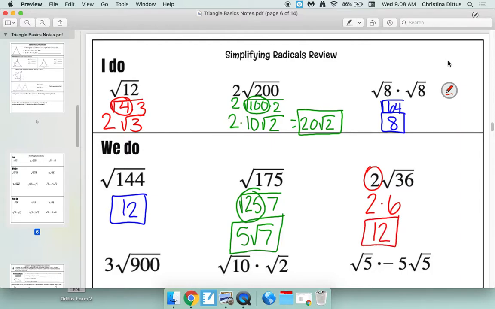How are we doing? Okay, I think we'll do this one row and then we'll call it good.